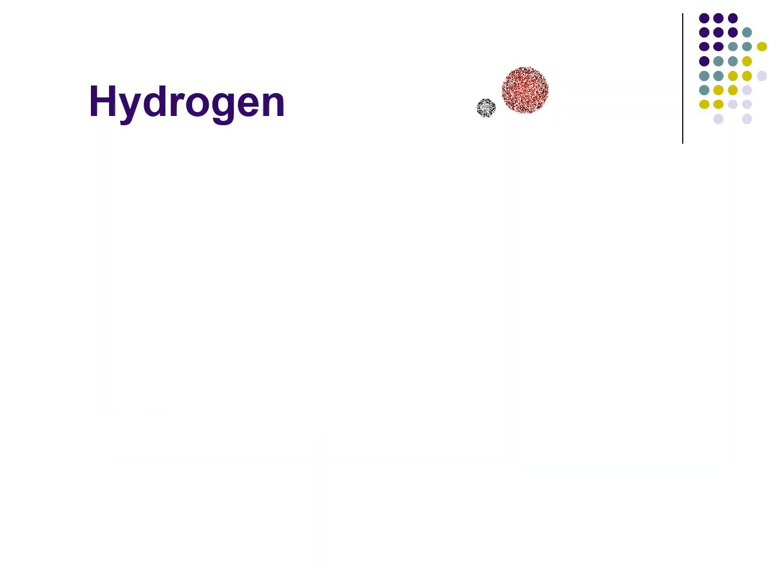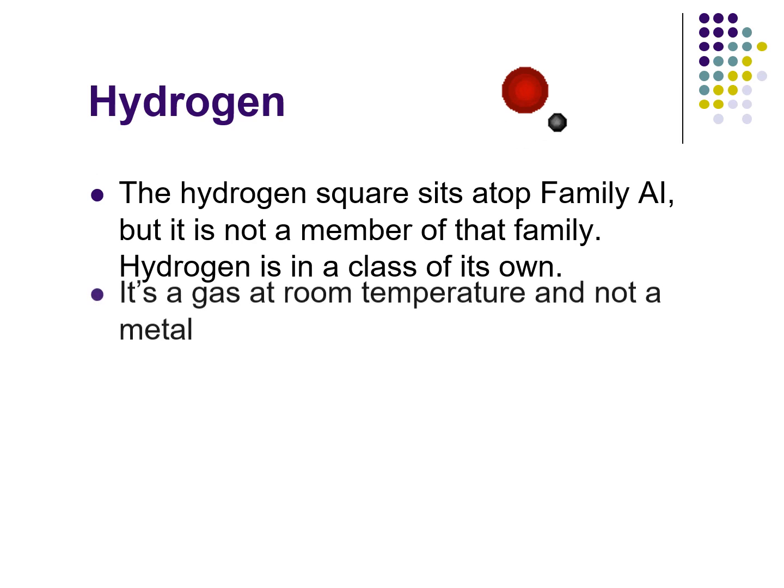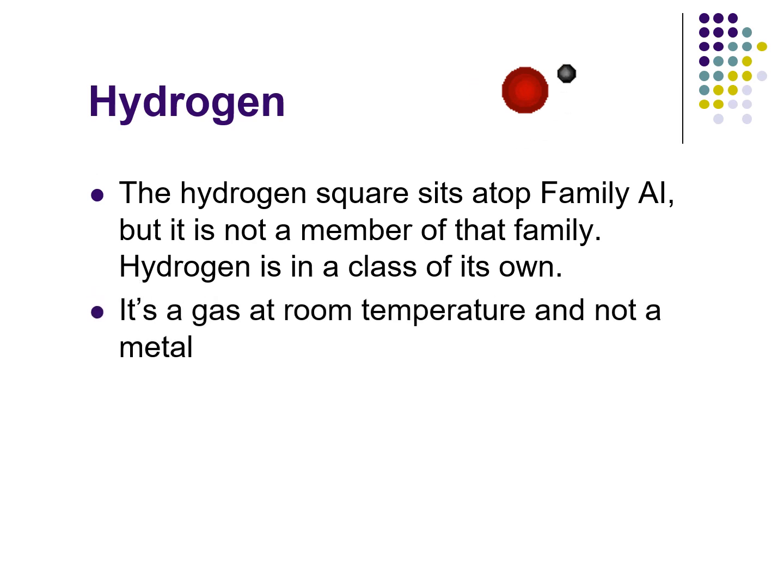So let's start with the hydrogen. Kung mapapansin nyo kanina, yung hydrogen, meron siyang sariling grupo. The hydrogen square sits atop of family 1A. So nandun siya sa pinakataas ni family number 1. But it is not a member of that family kasi po yung mga ibang members ni family 1A ay lahat metal. Si hydrogen lang po ang nag-iisang gas doon.